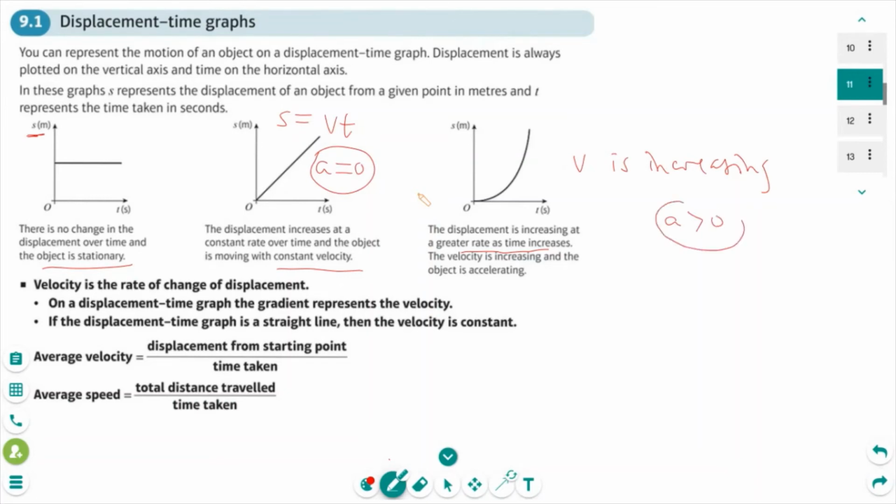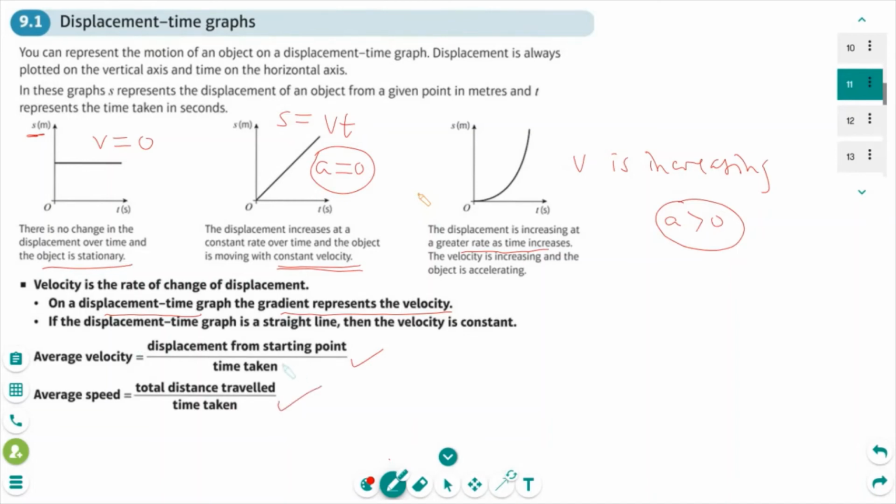Results: for any kind of displacement time graph, the gradient tells you the velocity. Here, the gradient is 0, so that's why the velocity is 0. In the second situation, the gradient is a constant. That's why the velocity is constant. Formulas: average velocity is the displacement from the starting point divided by time. And the last one you've seen before, average speed is the total distance traveled divided by the time taken. You must have come across it before at GCSE. Speed is distance over time.